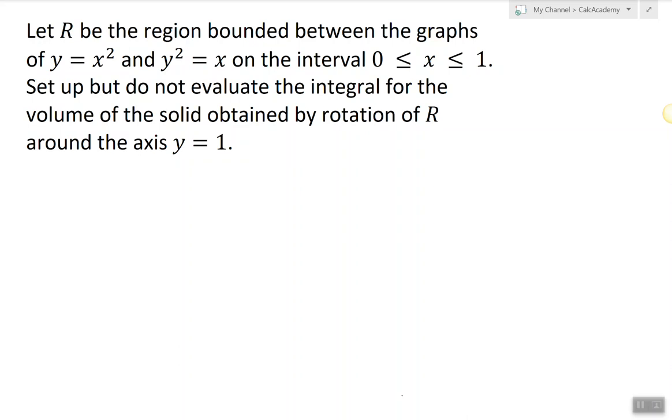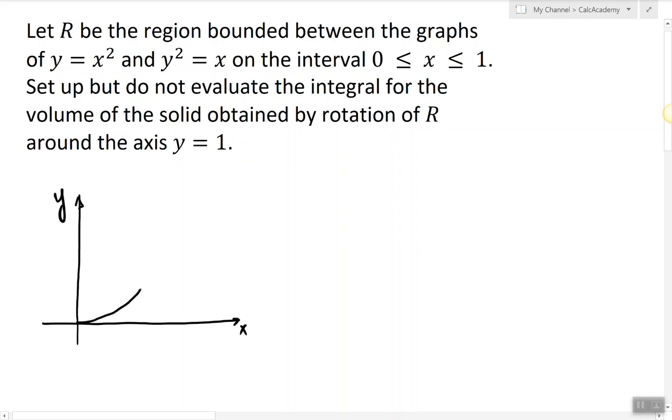In this video, I will show how to set up an integral to find the volume of the solid of revolution using the cross-sections method. So let's get started by drawing the region R. And the region R is in between the piece of the parabola y equals x squared and the piece of the sideways parabola y squared equals x on the interval from 0 to 1. And we're rotating this region around the horizontal line y equals 1.